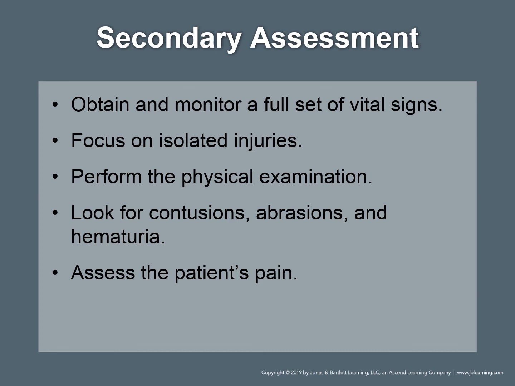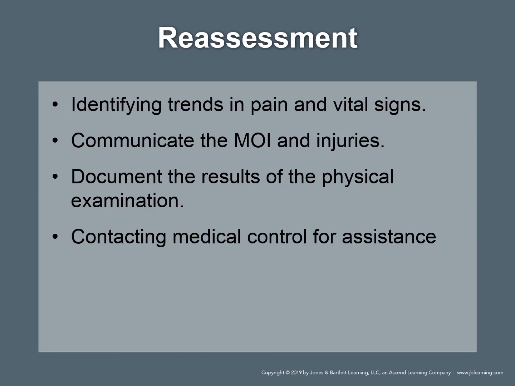Get your secondary assessment. Do your trending with your vital signs. Focus on your isolated injuries. Do your physical exam. You're looking for contusions, abrasions, or hematuria, which is blood in the urine. Those are all signs of intra-abdominal trauma. And assess the patient for pain. You want to get a pain scale on them.